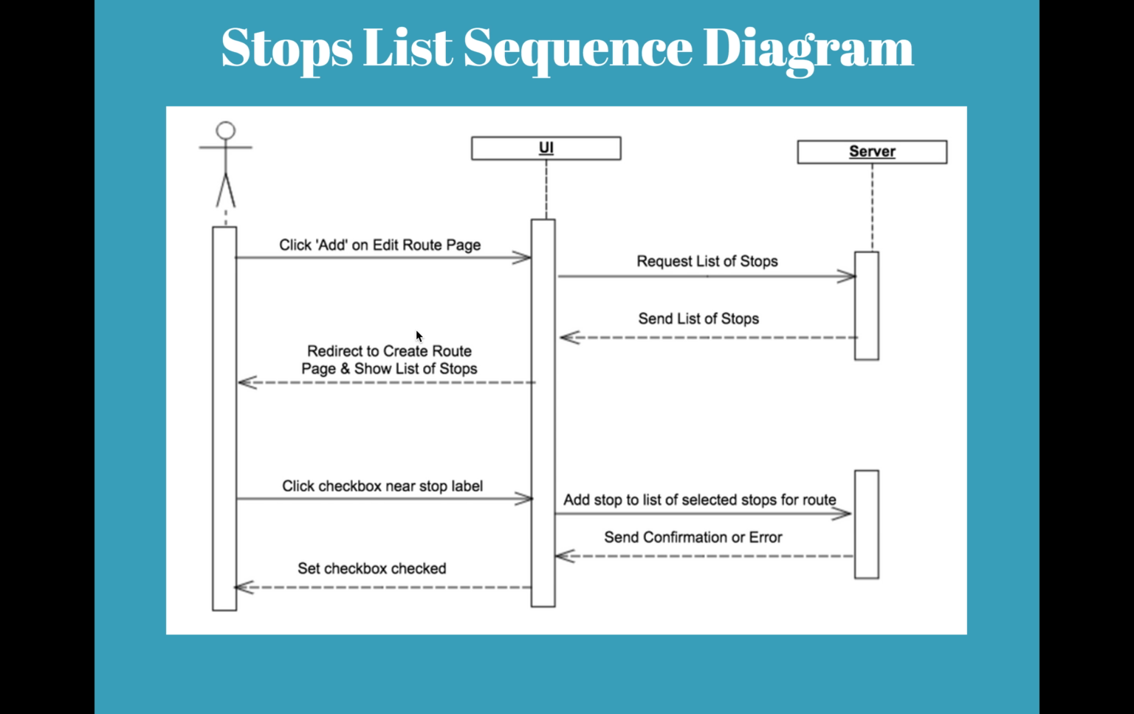If you click the checkbox near a stop label, then a request is sent to the server to add the stop to the list of selected stops for the route, and a confirmation or error is sent back, and the checkbox is checked.